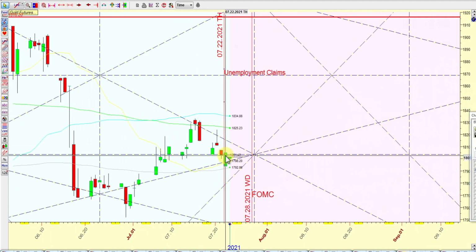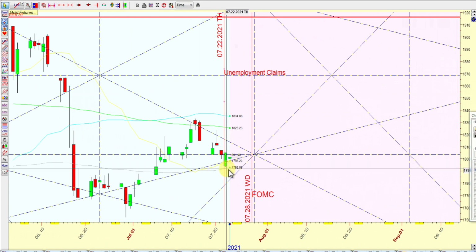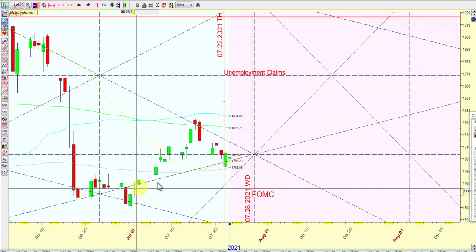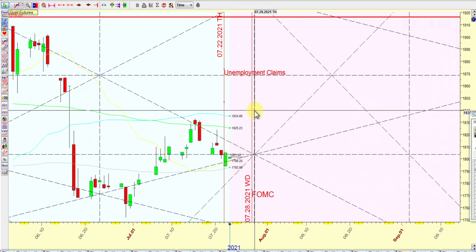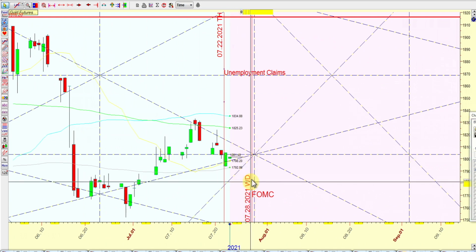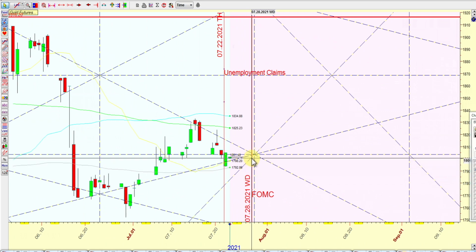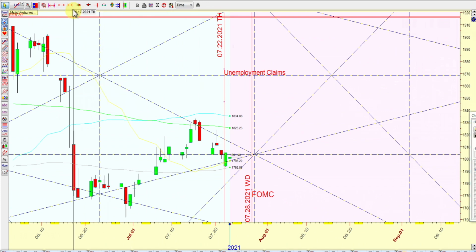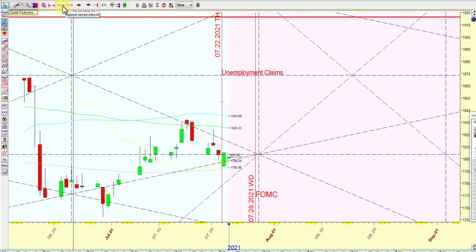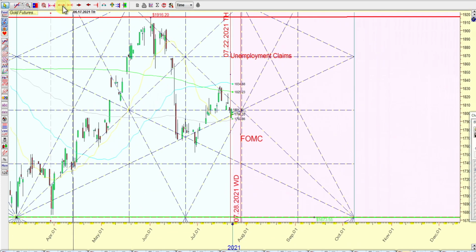This is an important level. We flushed down, and we got right back above it, this angle. And then you got one time pivot right here, which coincides or is close to the FOMC. So we'll see if a change of pattern would happen there.